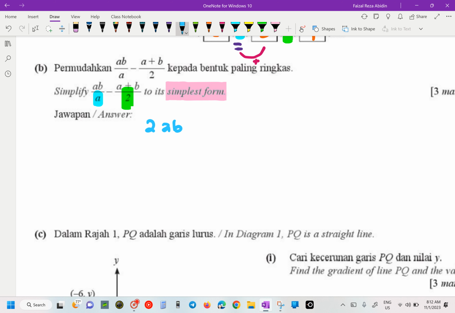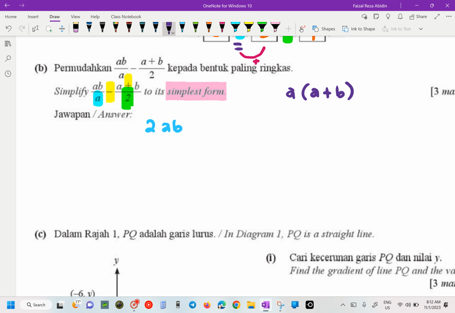This one, be careful with the operation here because we have minus, negative. For the second fraction there, A plus B, we are going to times by A first. They are not the same. AB, you are going to times by 2. Why? Because you are going to get this one 2A and this one also 2A. So the first fraction there, we are going to times by 2.